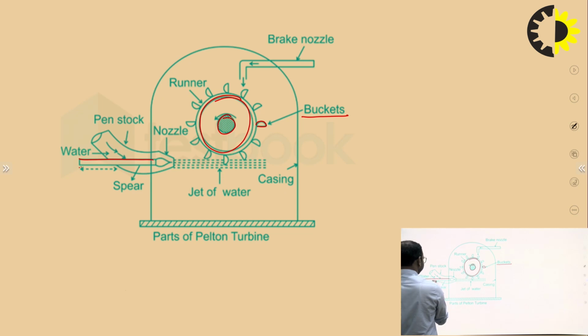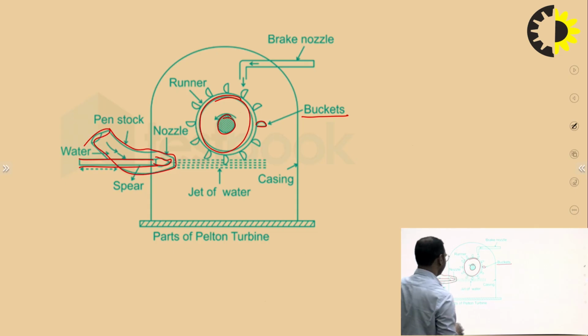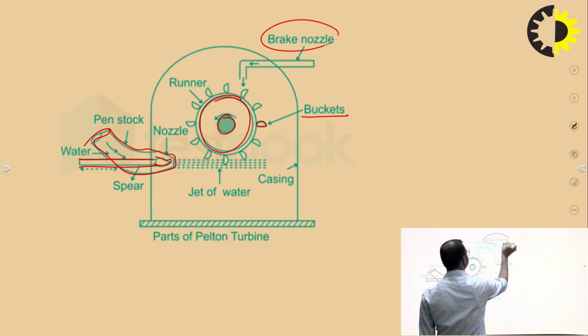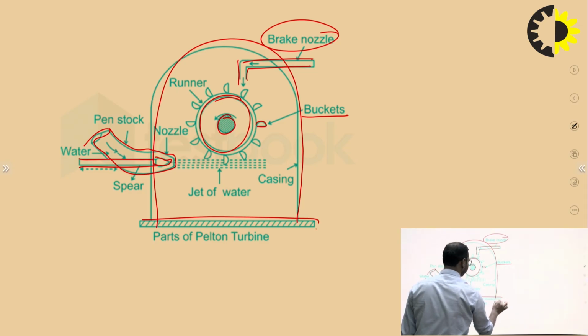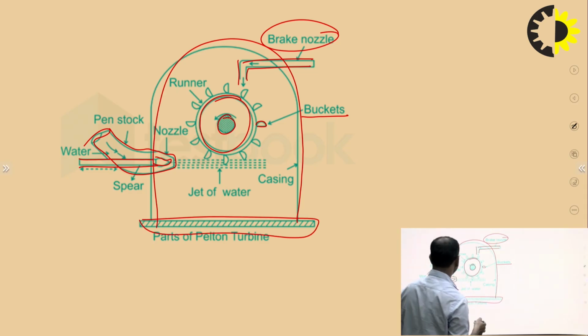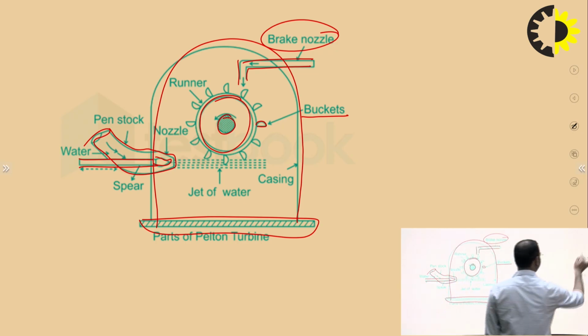This is spear with nozzles. This is penstock. This is brake nozzle, and this complete structure is called casing. So this is the schematic representation of Pelton wheel turbine.